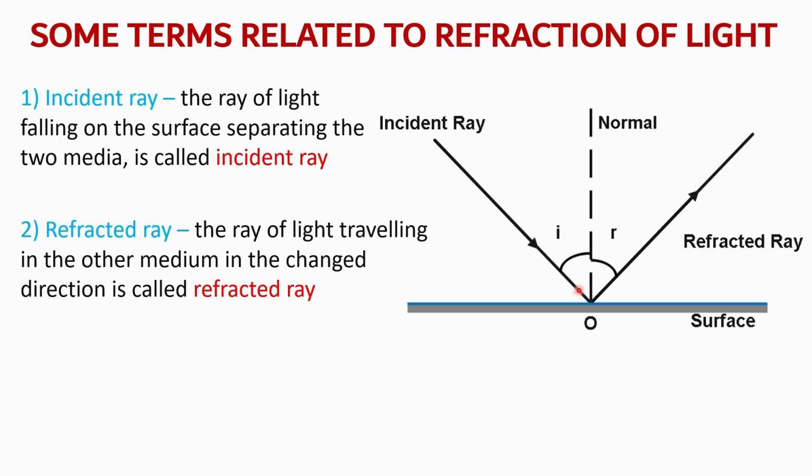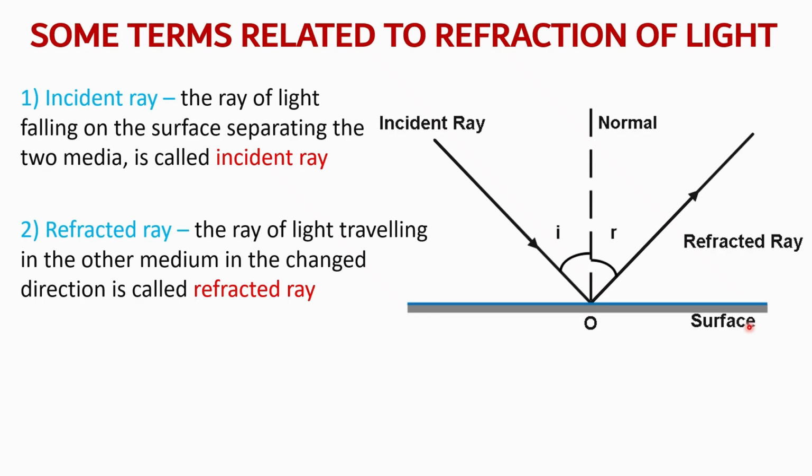Next, the refracted ray. The ray of light traveling in the other medium in the changed direction is called the refracted ray. Here, when the incident ray falls, the refracted ray should fall underneath. Instead of going in this direction, it will fall either towards the normal or away from the normal. That is the ray of light which passes in the other medium.